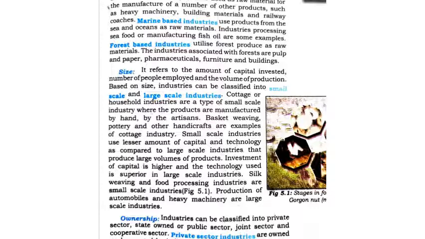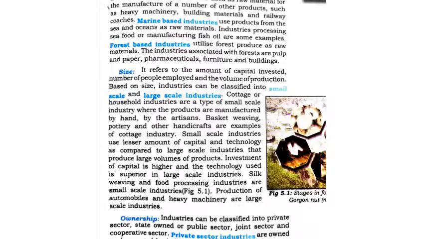Extremely sorry. They use a heavy amount of technology, and examples are machinery industry, automobile industries. These are the examples of the large scale industry. And the silk industry, basket weaving industry, or any handicraft industries are the examples of the small scale industry.